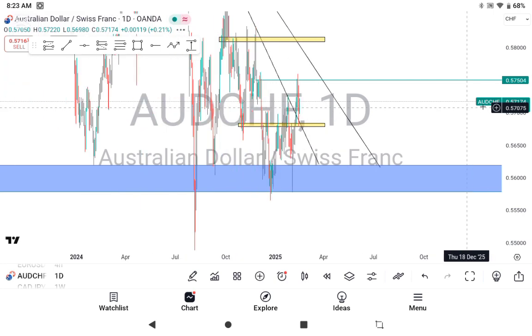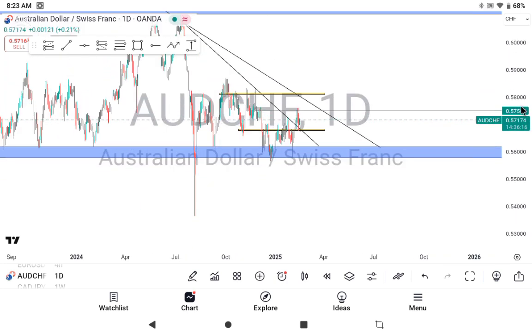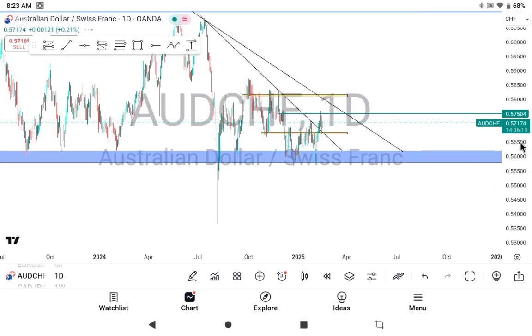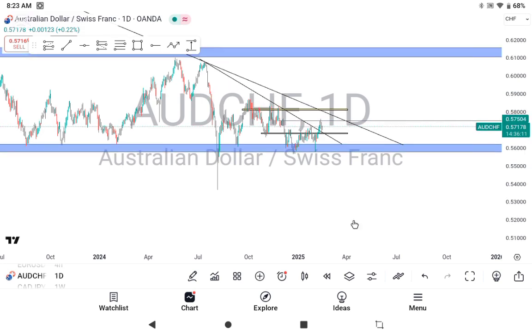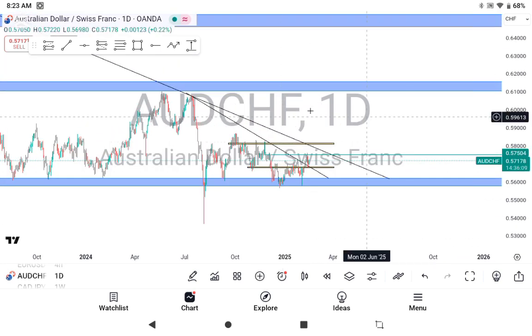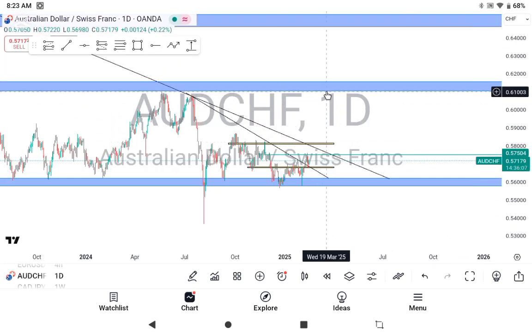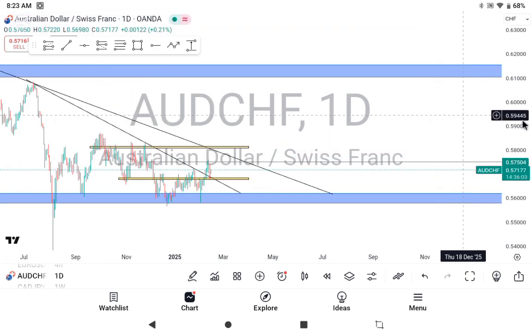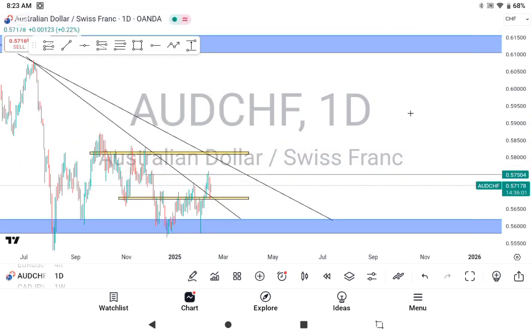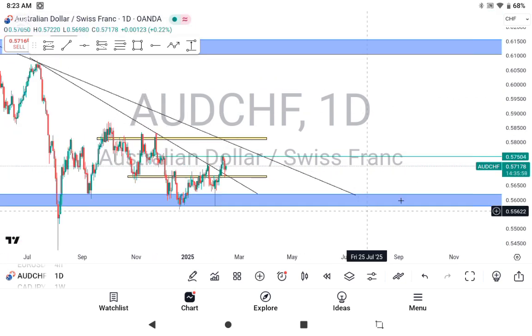Now on the daily time frame on AUDCHF, price is pushing to the upside, no doubt. It's coming to this key level of resistance here. Yes, it's coming. It might take time, but AUDCHF will get here with time.